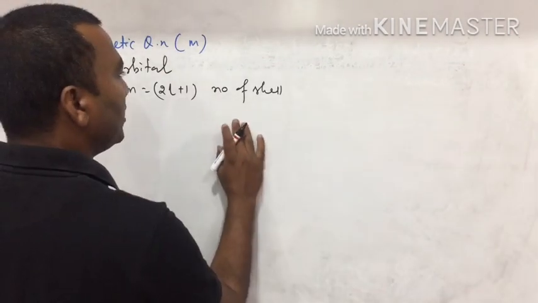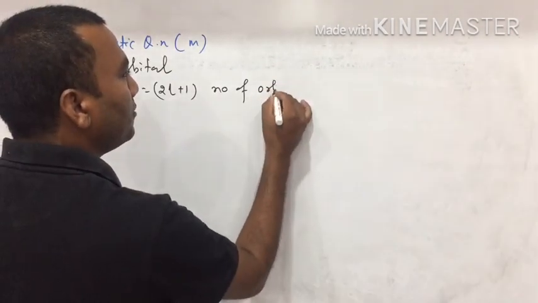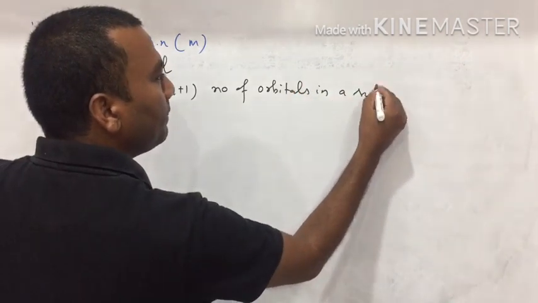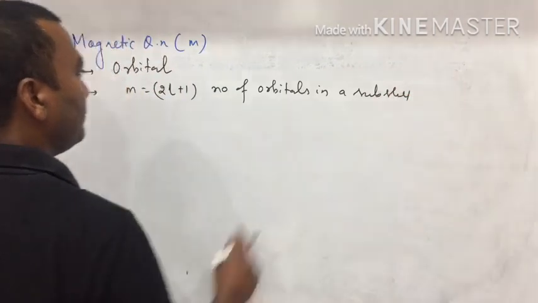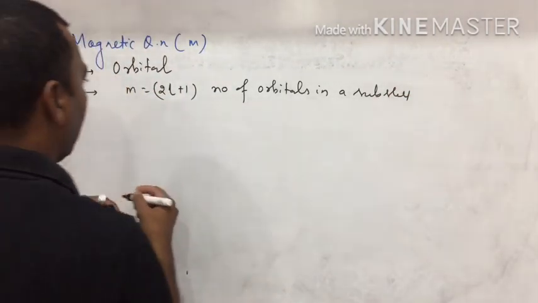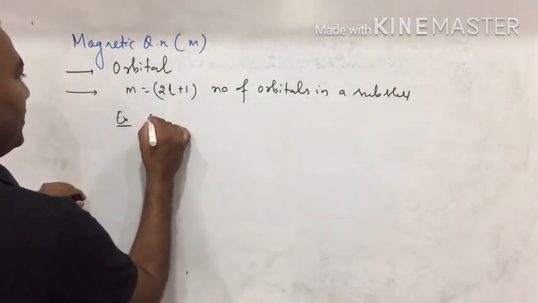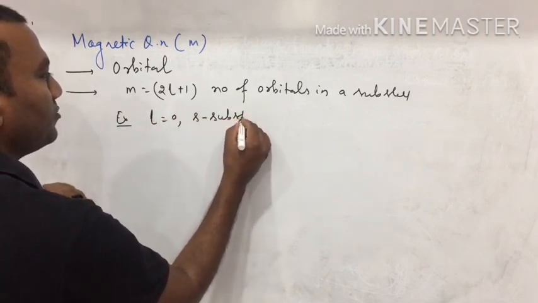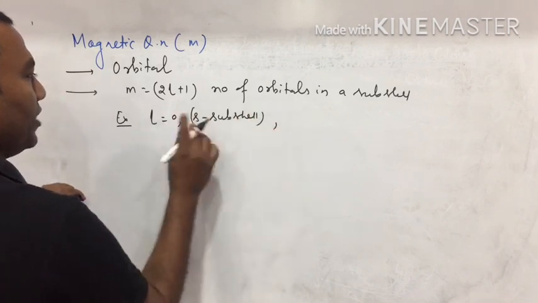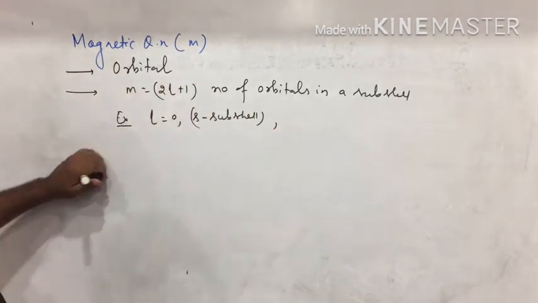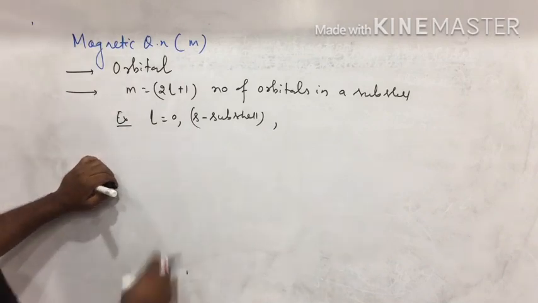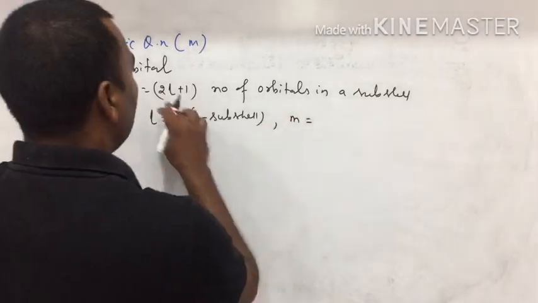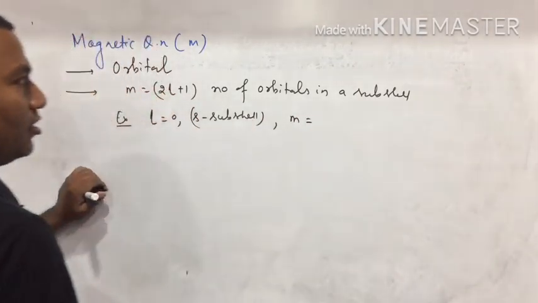So m equals the number of orbitals in a subshell. Clear? Then come to the example. First, l equals 0. That means which subshell? l equals 0 means s subshell. So s subshell has how many orbitals? Here we put the value, that is m equals 0, which means only one orbital is present.